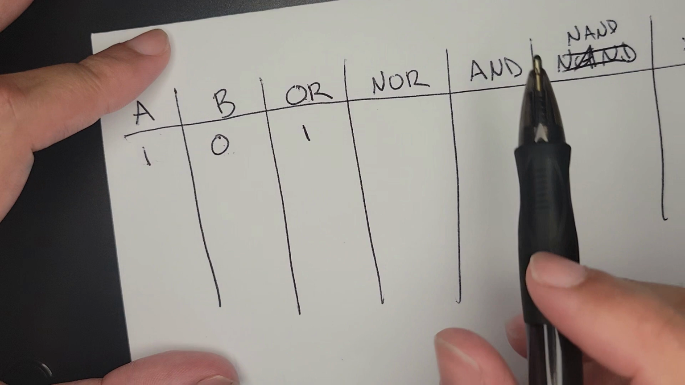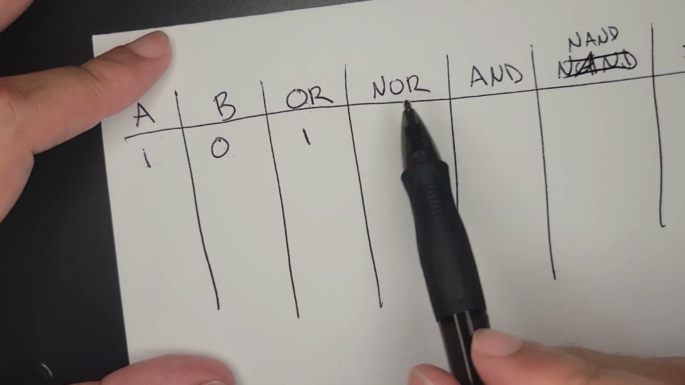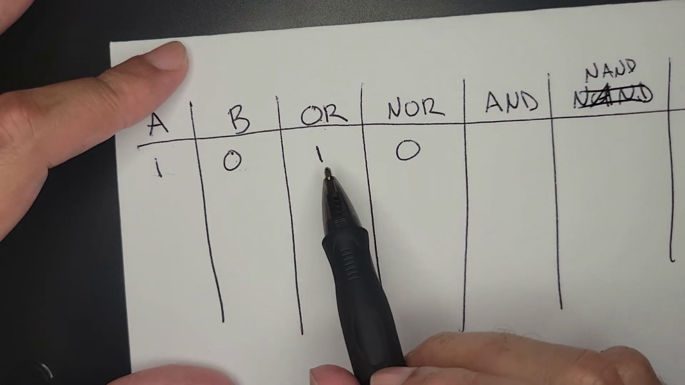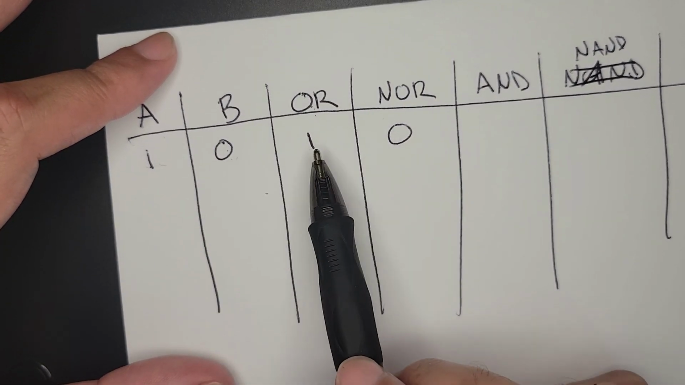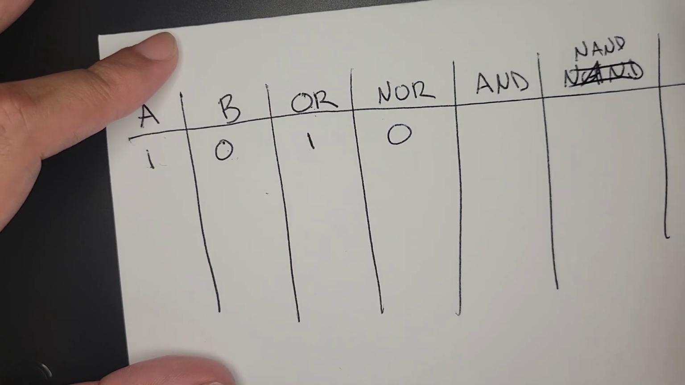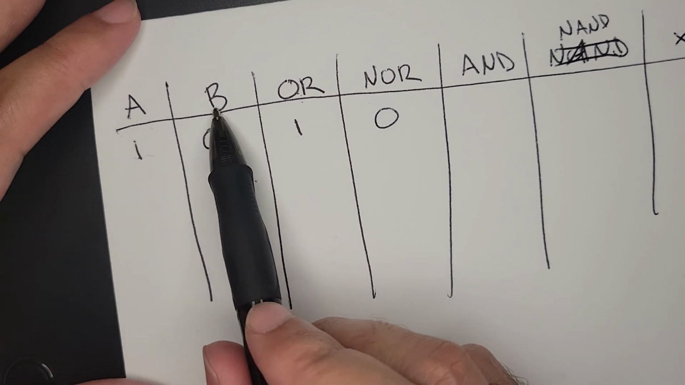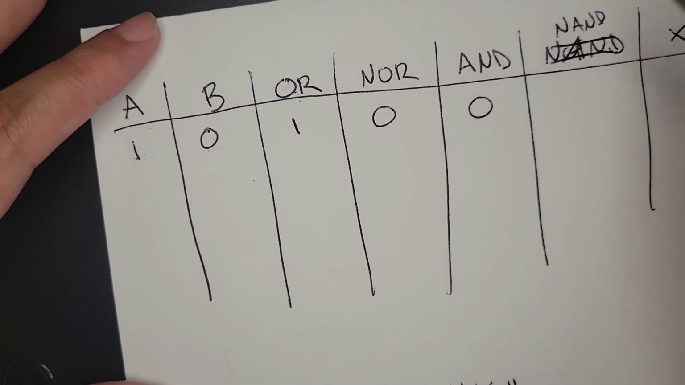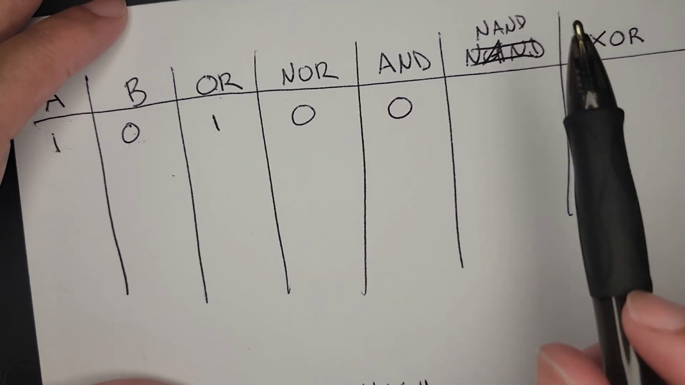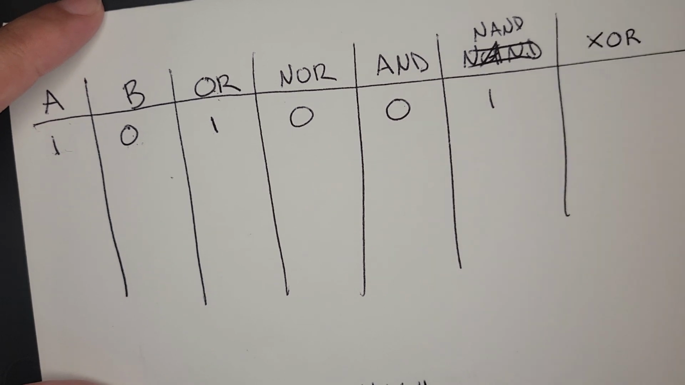NOT OR is very simple. It's the inverse of OR. So we already did OR, so it's the opposite. So it's 0. There's only two possibilities in digital values. It's either on or off. AND is also very simple. We're asking, is A and B on? Well, A is on, but B is not. So that's a 0. NOT AND is just as simple as NOT OR. It's the opposite of AND, so that's a 1, right?